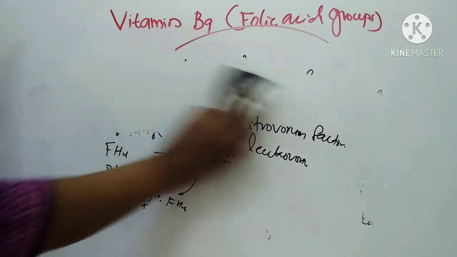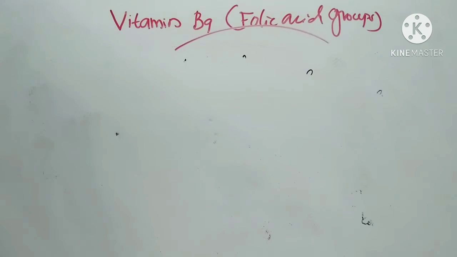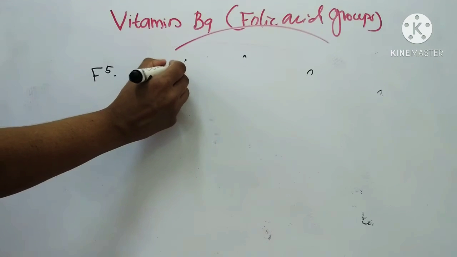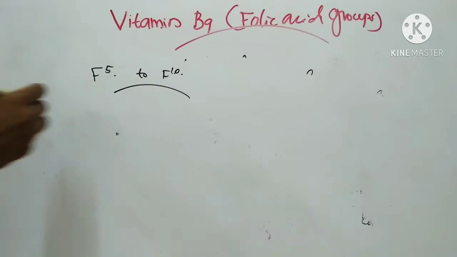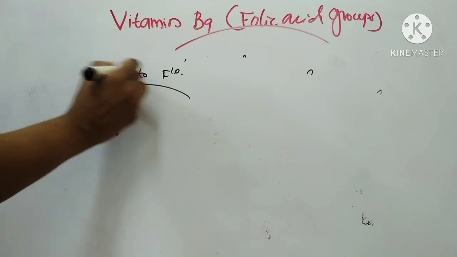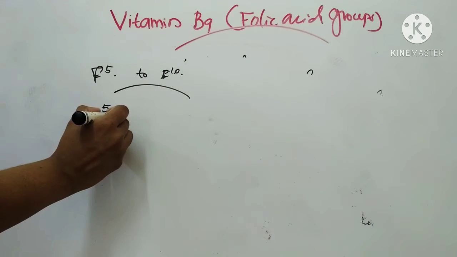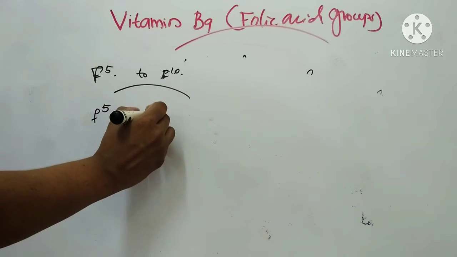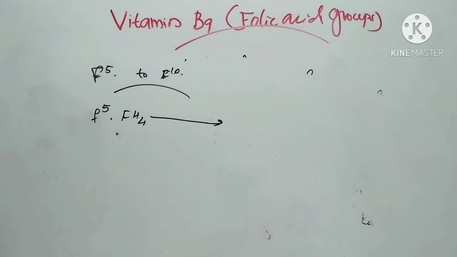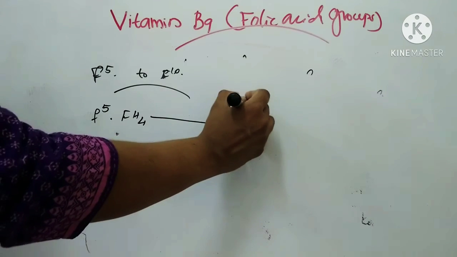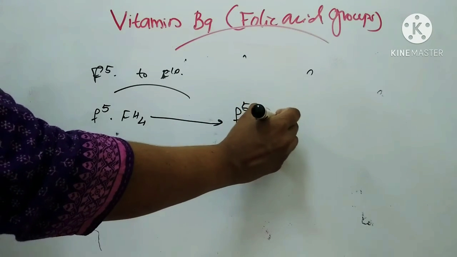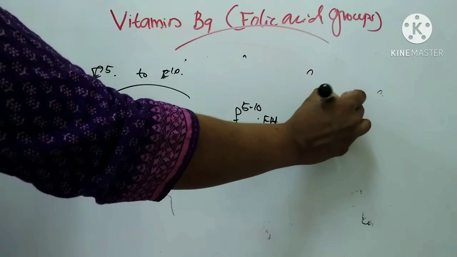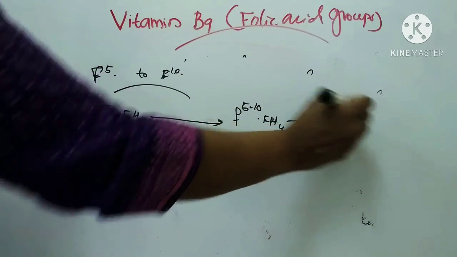Next we will see the conversion of F5 to F10FH4. First, F5FH4 is converted to F510FH4. This is the intermediate, 5,10FH4. This is then converted to F10FH4.